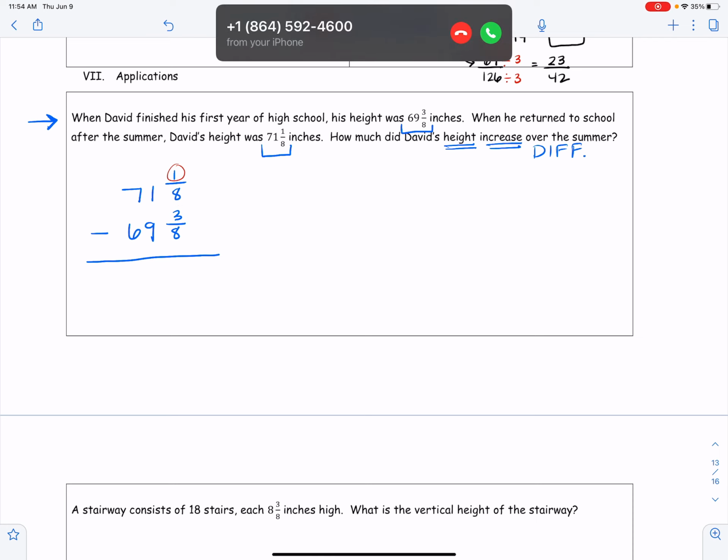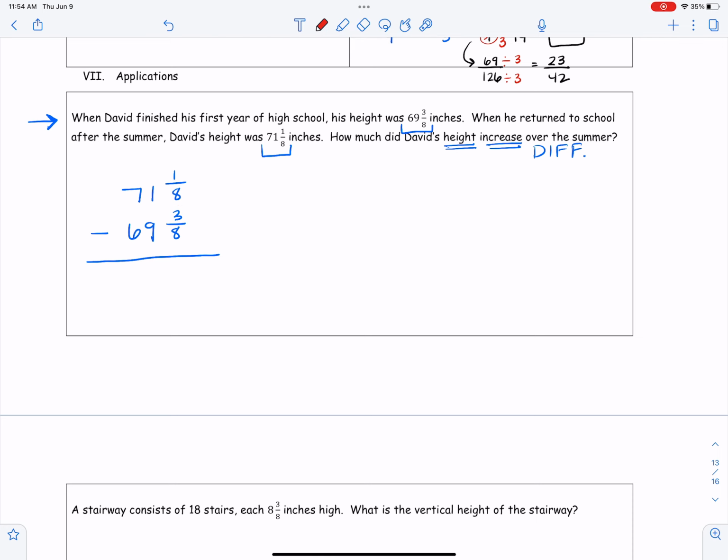So what you can do when that happens, borrow from the whole number. All right, so because that top fraction is too small, what I'm going to do is I'm going to come over here to the 71. I'm going to borrow 1, all right? And when I do that, I'm going to add that 1 to the fraction, okay? But 1 in terms of a denominator of 8 is 8 over 8. Okay, so I'm just taking 1 from the 71, adding it to the fraction, but to add it, I have to have the common denominator.